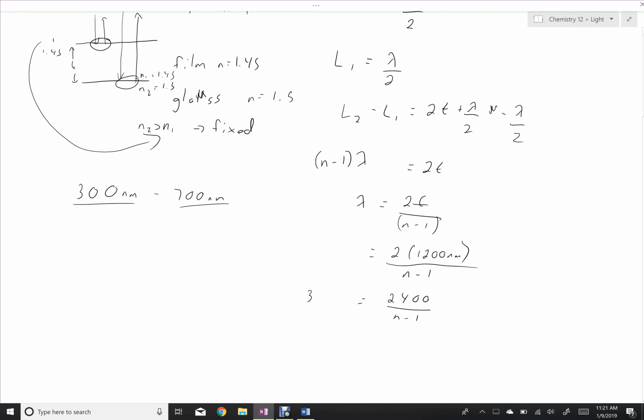So let's put 300 in first. And so if I get 300, I'll bring my n minus 1 back up here. 2400 divided by 300. These are all in nanometers, so I don't need to change them because they're all the same unit, so it's nice.